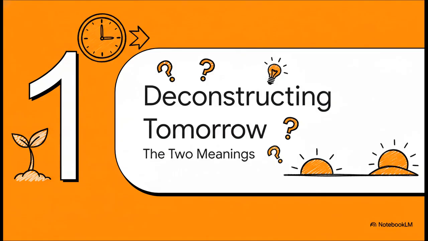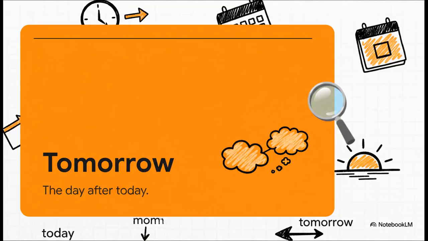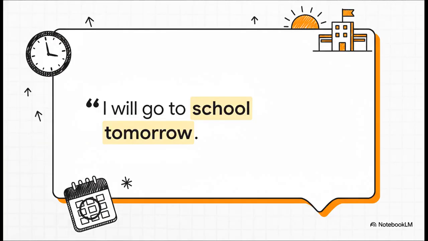Okay, so Section 1. Let's start by just deconstructing this word. Let's break down what we think we know. When I say tomorrow, what pops into your head? It's probably something super simple, right? And yeah, our source, Wiktionary, confirms exactly that. The number one definition, the day after today. Can't get much cleaner or simpler than that. Everybody gets it. And here's a sentence right from the source. I will go to school tomorrow. Classic. It perfectly shows how we use the word in that really direct way, talking about one specific day.